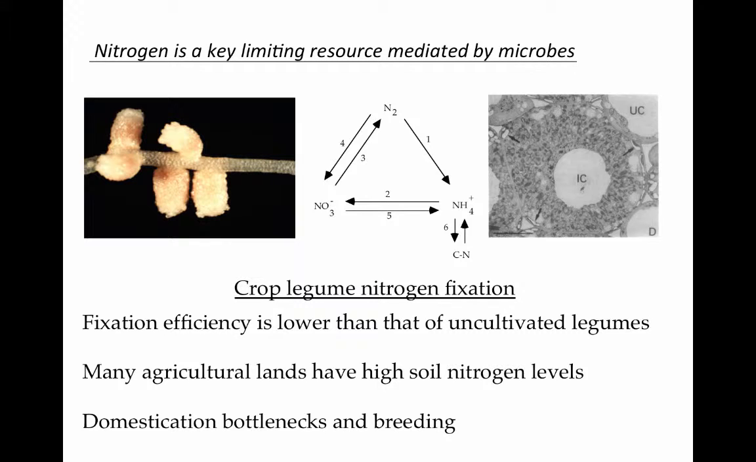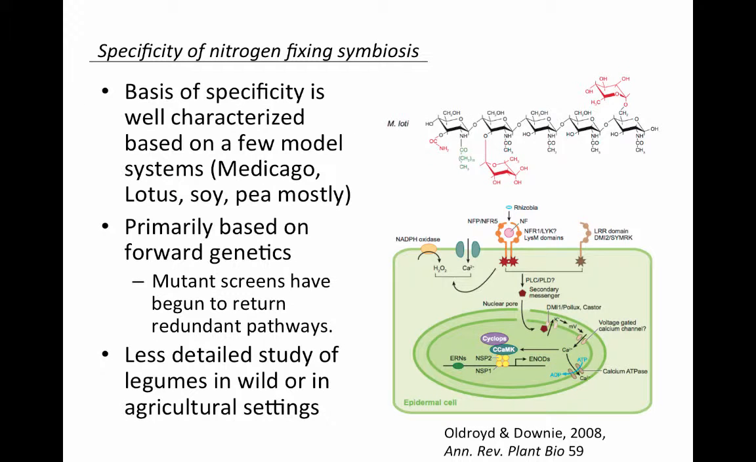Now, in crop legumes, the fixation efficiency, the amount of ammonia or amino acid generated from the rhizobia, tends to be lower than that of uncultivated legumes. And in many agricultural lands, think of the American Midwest, there's high soil nitrogen levels because of fertilization of other crops like corn or wheat. And many crop legumes have low levels of genetic diversity due to domestication bottlenecks and breeding.